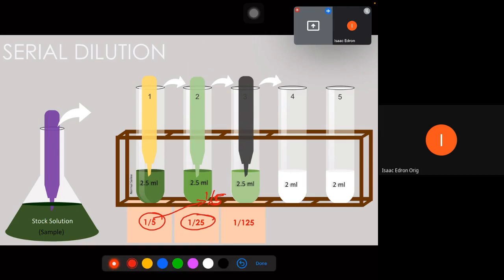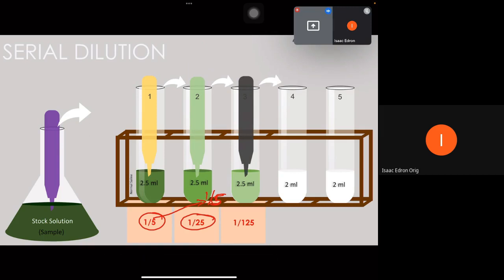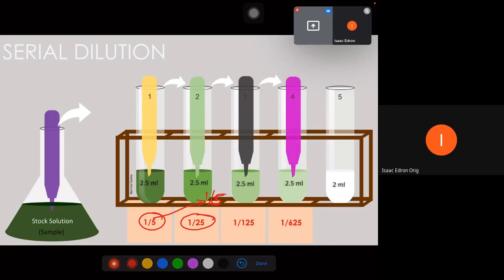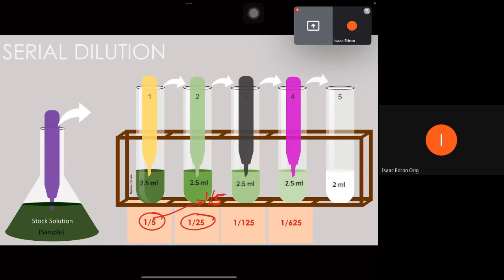Then kukuha ka naman sa tube number 3, lagay mo sa tube number 4, 0.5 ml. So, diba, at least gets nyo ba yung paano ginagawa yung serial dilution? Dilute mo lang siya ng dilute hanggang makuha mo yung kailangan mo na dilution. Okay? So, kung ano yung na-dilute nyo na tube, doon na naman kayo kukuha ng inyong solute. So, mas nagiging dilute siya as the number of the tubes magdami, okay?